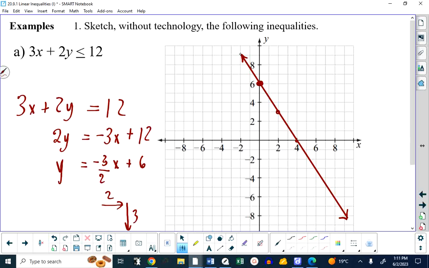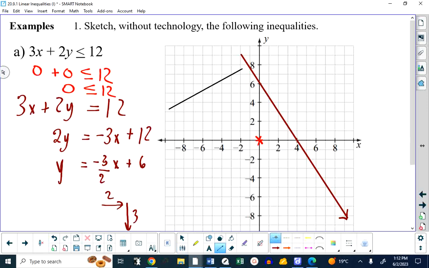And anytime I can, everybody, anytime I can, I choose the origin, because putting in 0 for x and 0 for y is a breeze. If I put in 0 for x and 0 for y, I get 0 plus 0 is less than or equal to 12. I get 0 is less than or equal to 12. True or false? True? Then the point that I've picked is on the side that should be shaded. It's that simple. We're going to shade here.